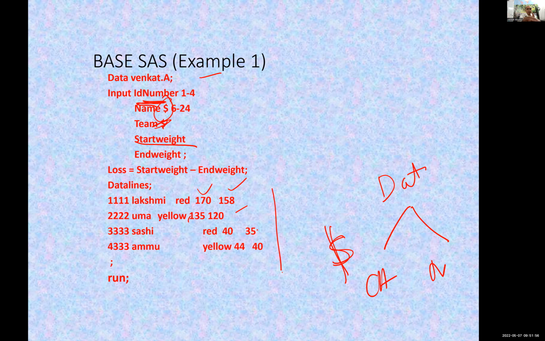Okay, so DATA is a keyword. Data Venkat.a, where Venkat is my library name. I want all of you to create your libraries. The library name should be less than or equal to 8 characters. If you have more than 8 characters, you can minimize it. That's enough.